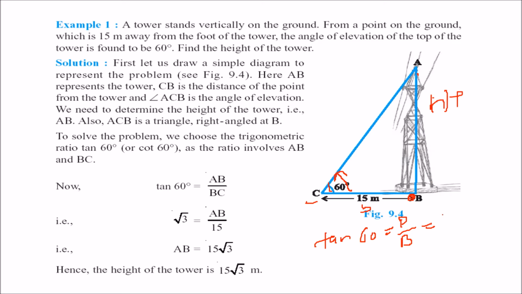perpendicular by base, that is the height by the base, which is 15. And tan 60 we are aware is root 3. So h will be what? 15 into root 3. This is the height of the tower.